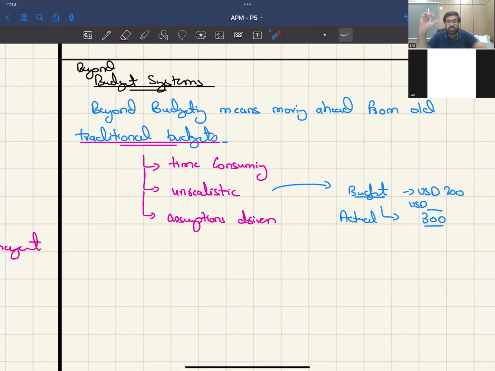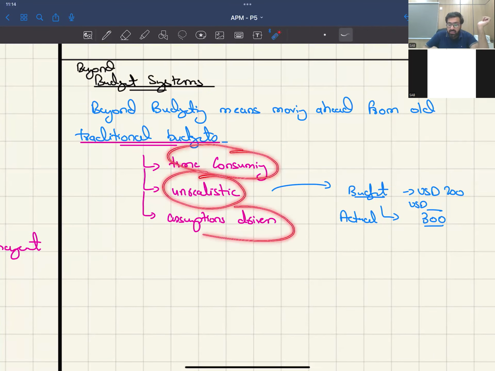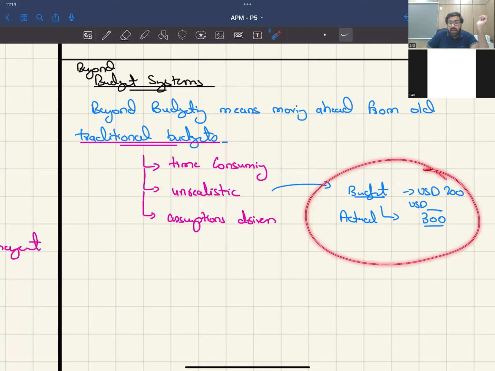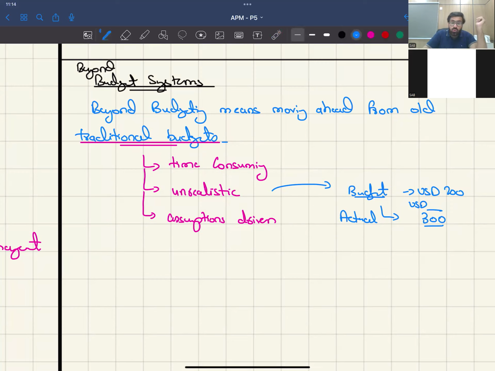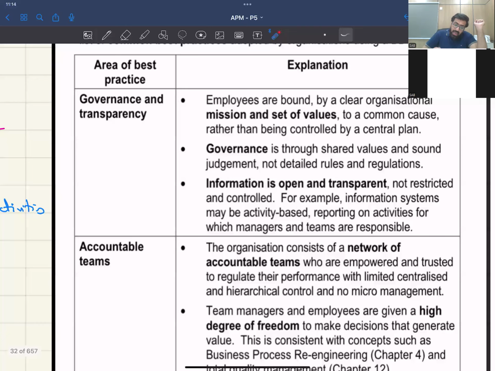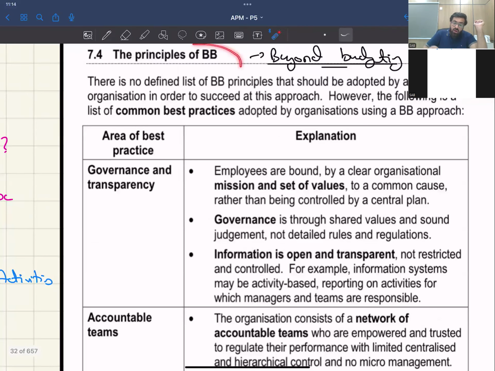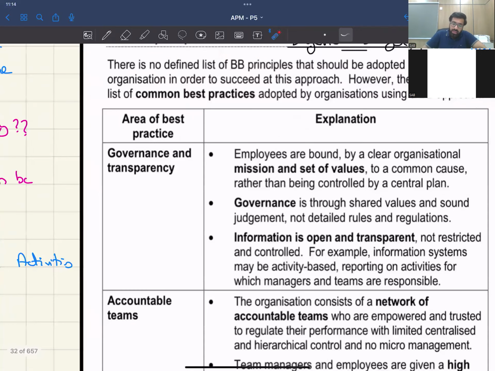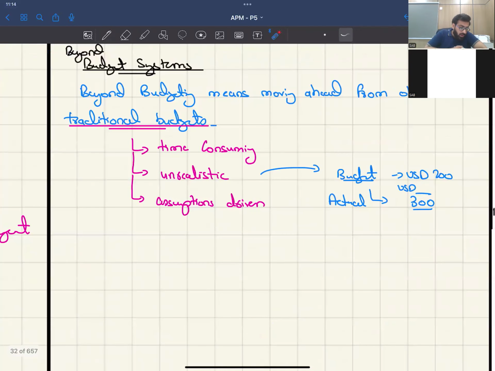Now, what does beyond budgeting mean? Forget the traditional things because they were time consuming, unrealistic, and assumptions driven. I gave you an example of my corporate career, of what we faced while assuming the dollar rate. So you should have an approach that's not following these things, and that approach is beyond budgeting, right?